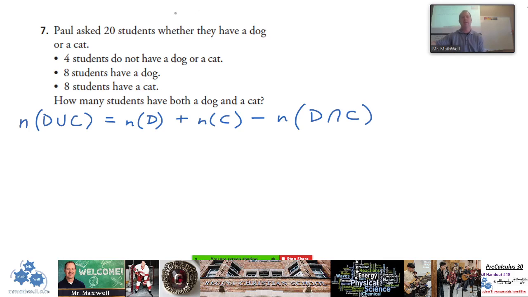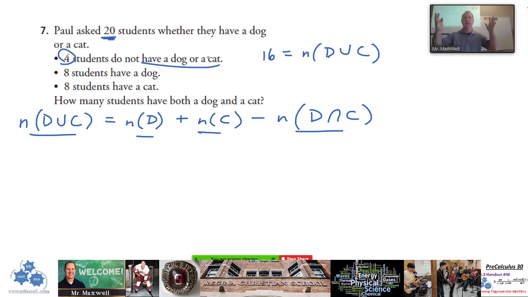Okay, so let's make sense of this. 4 students do not have a dog or a cat. That's not one of these. But we know that there's 20 students. If 4 don't have either, what does that mean? That means that 16 either have a dog or a cat, right? So 16 would be the number that have a dog or a cat, because only 4 don't have either. So if you have 20, you have 4 that don't own either. That means you have 16 that have one or the other or both.